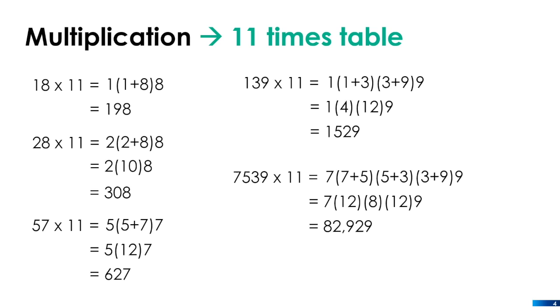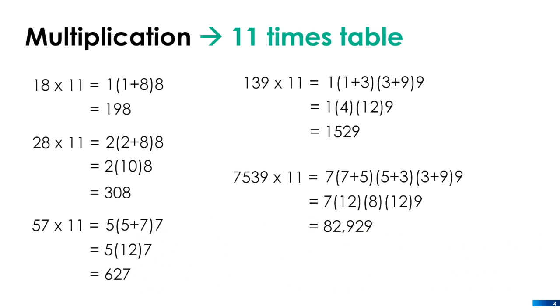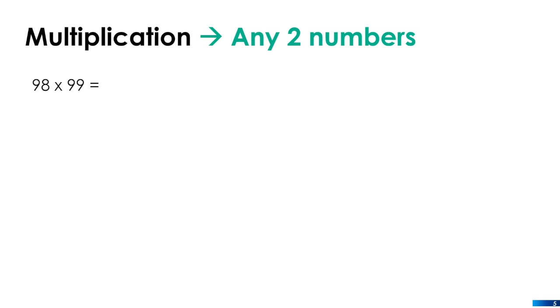Okay, I hope you got the hang of the 11 times table. Now let's try multiplication of other numbers. 98 times 99. Now that's a really large number. How do we do that?